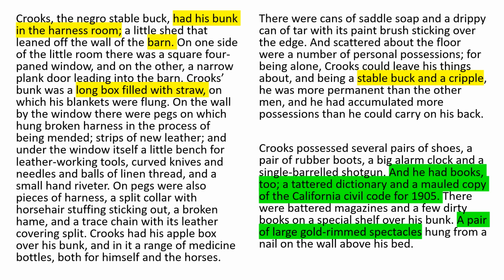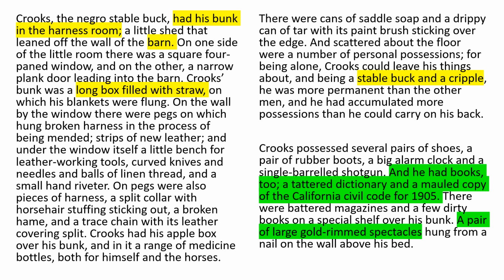So we're told that he has books. The other men have magazines, as we saw in chapter 3. They have magazines that cowboys liked to read with letters and short stories, things like that. Crooks's books are much more academic, not there for simple entertainment. They are there for learning.